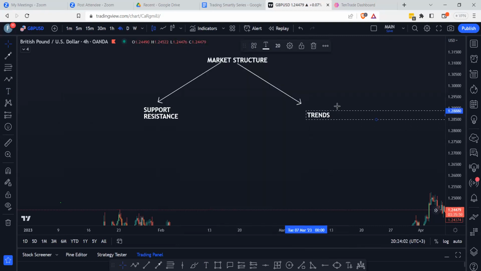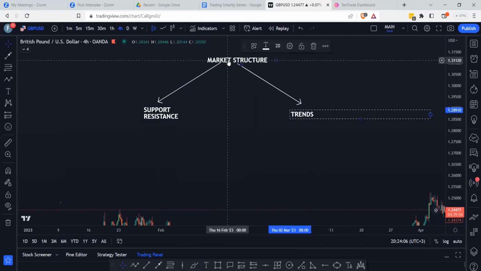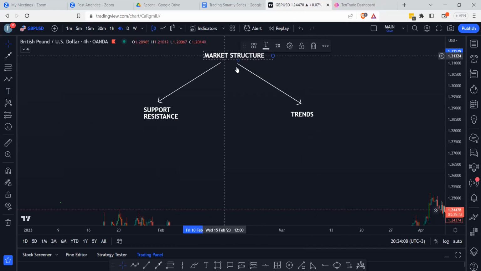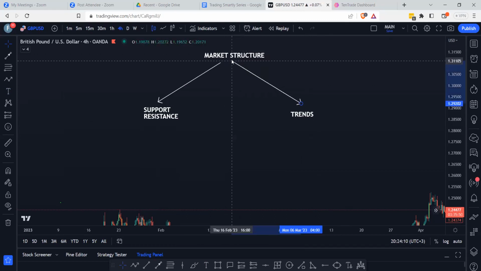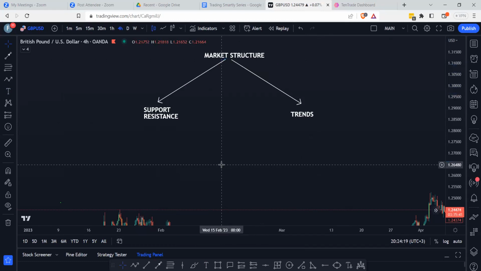So this is market structure. These are concepts under market structure that we'll look at right now. Even this is enough for you to have a solid grasp of the market. Market structure is simply the structure of the market. It's something that helps us understand the direction of price.